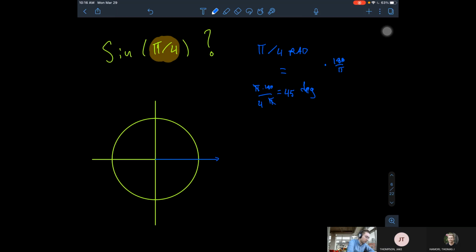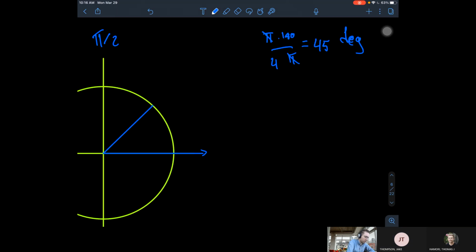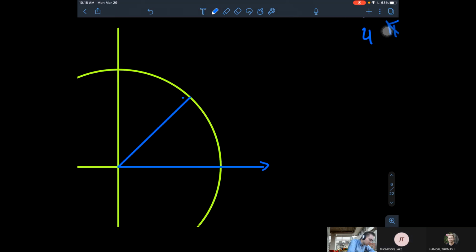The other way to think about it is to remember that pi over 2 is facing straight up. So pi over 4 is like pi over 2 divided by 2, so it should be half of a right angle. Okay? Okay. So here's my angle theta, and I know that it's 45 degrees, or pi over 4, however you want to say it.